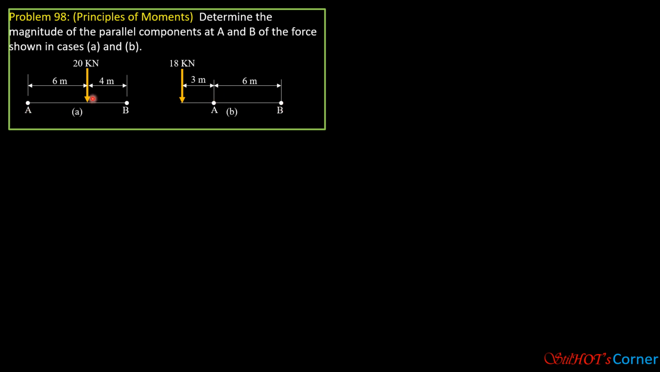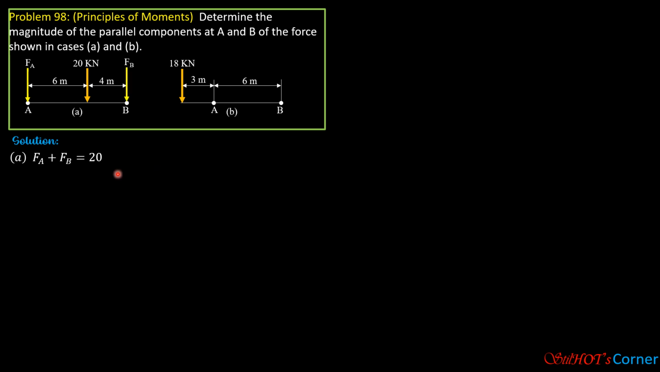So for the first part, we have to indicate or label the forces FA and FB downward as shown. You can also make them upward if you want. So FA plus FB equals 20. All these forces are downward as shown. We have FA and we have FB.